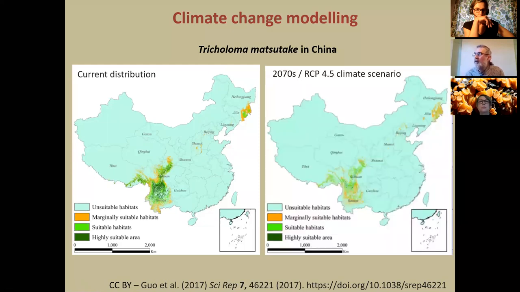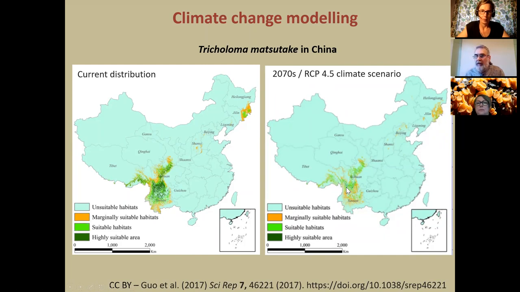Now, if we make a climate change scenario for 2070 under a particular climate change scenario, these areas are much less suitable. This one up here has moved from having quite a bit of highly suitable area to pretty much marginal. And in here, there are very few highly suitable areas. So climate change will affect fungi just as it affects other organisms, and it is something that we're going to need to keep an eye on.